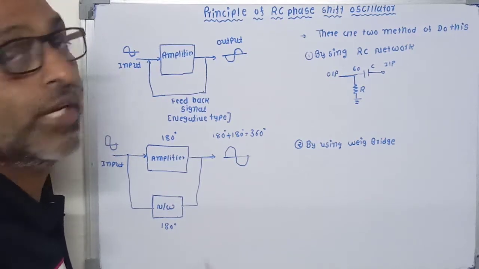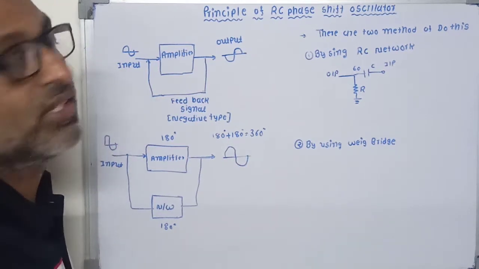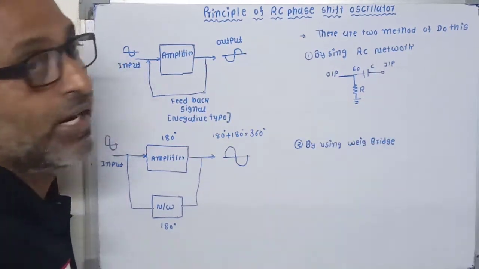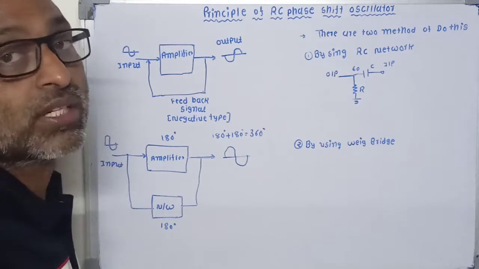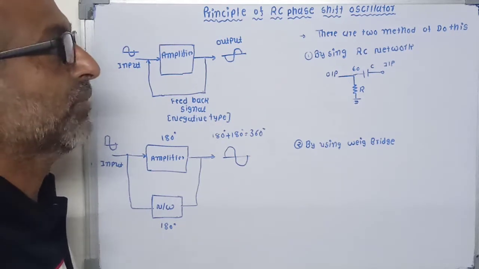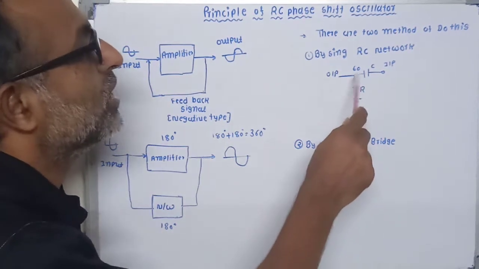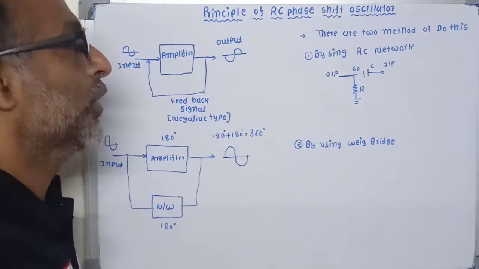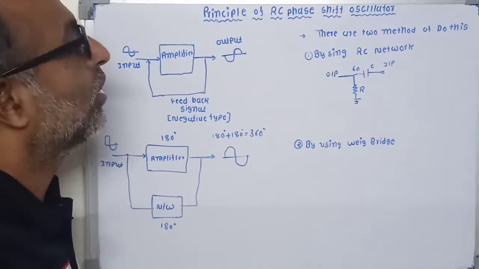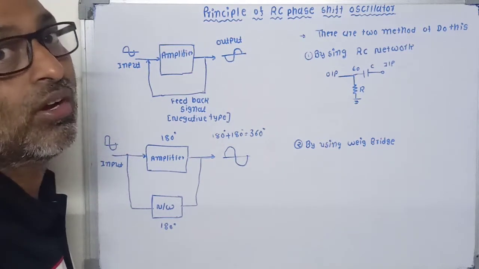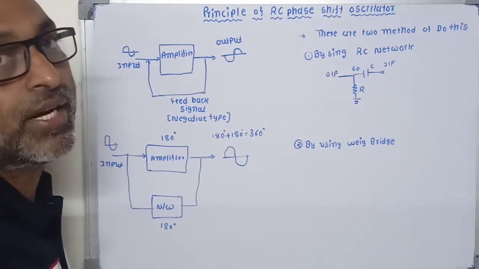This is the main important point, and there are two methods to do this. First, by using RC networks. In this type of network, we use RC networks which provide a 60-degree phase shift. So to obtain a 180-degree phase shift, three combinations of R and C networks are used. Similarly, there is the Wien bridge. In these types of oscillators, we use an additional amplifier stage which provides a 180-degree phase difference.